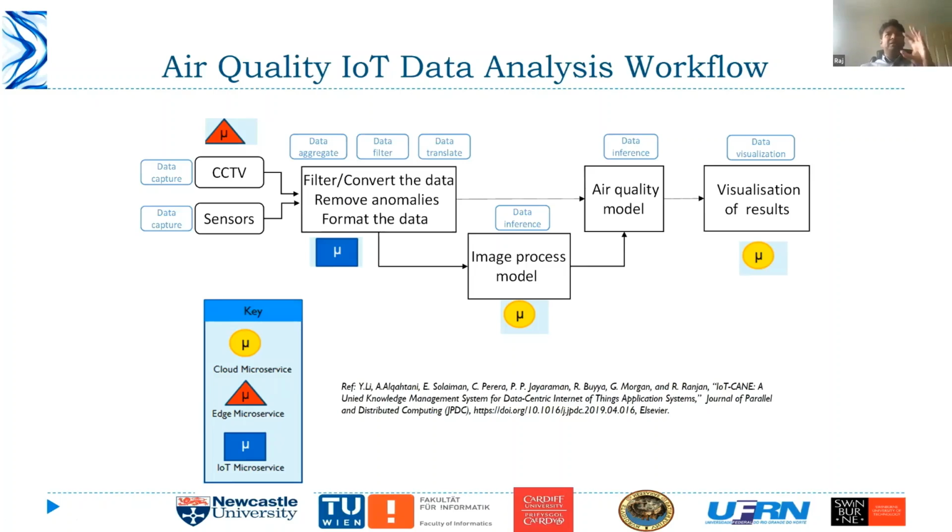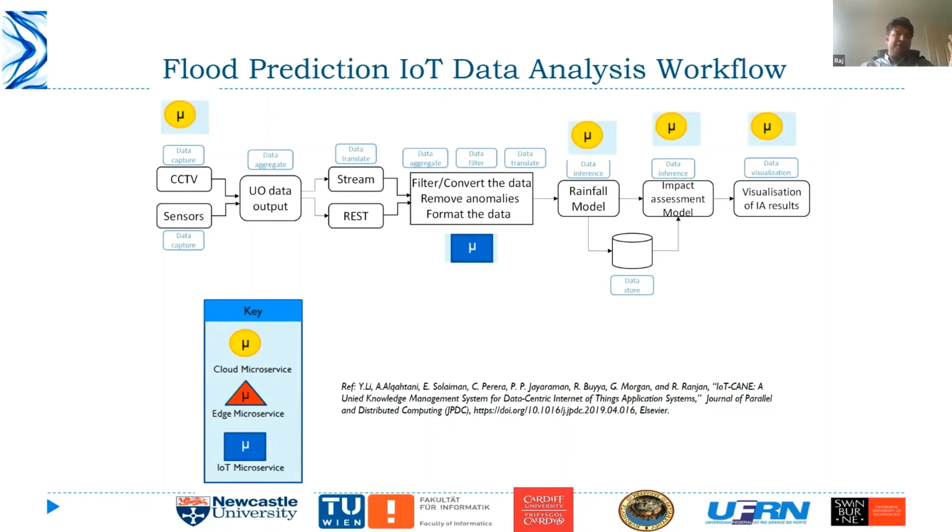Then we converted, and we can capture those using our abstract patterns. CCTV can be mapped as data capture, filter and convert can be mapped as data aggregate, data filter, data translate, data inferencing, and the air quality model can map to data inferencing. Once you capture the abstract pattern, the next step is to convert those into cloud, edge, and IoT microservices and bring it together. Similarly, we have validated our abstract data patterns for a flood modeling workflow as well, as you see in this picture. And you can use our patterns to create as many different kinds of smart IoT applications as you want.